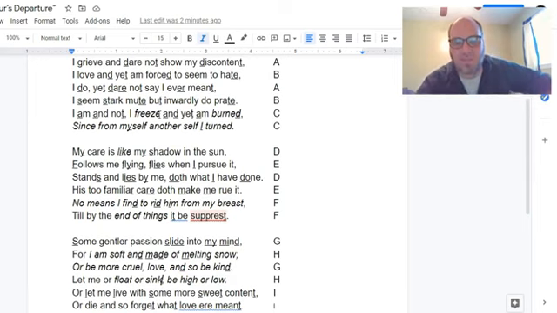Some gentler passion slide into my mind, for I am soft and made of melting snow. Or be more cruel, love, and so be kind. Let me float or sink, be high or low. Or let me live with some more sweet content. Or die, and so forget what love ever meant.